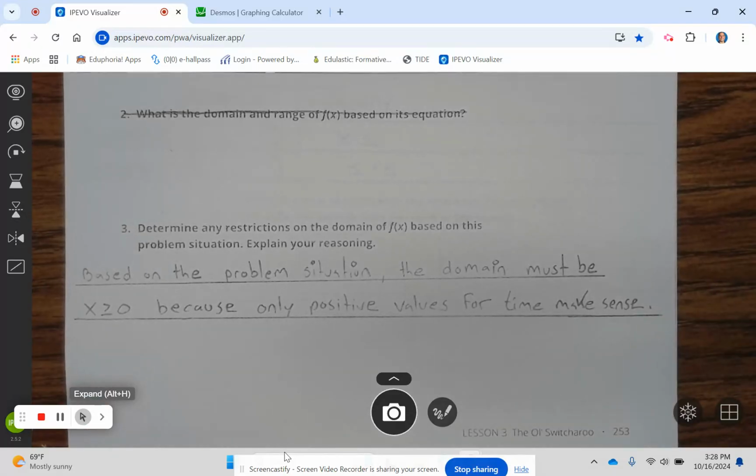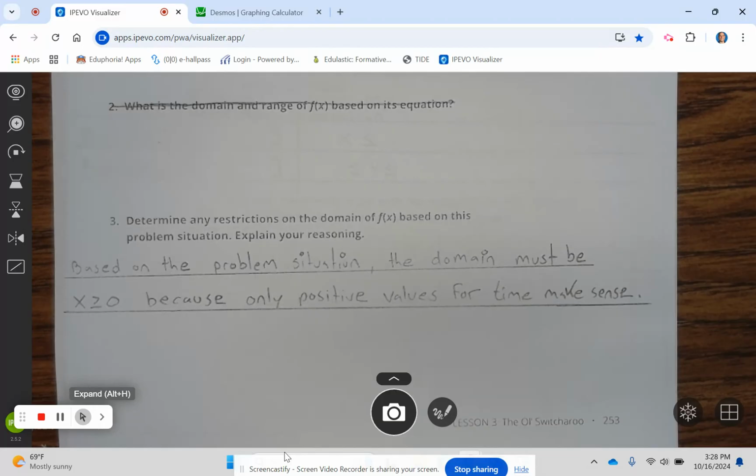3. Determine the restrictions on the domain of f of x based on this problem situation. Explain your reasoning. Based on the problem situation, the domain must be x greater than or equal to 0 because only positive values for time make sense. All right, let's take a look at the next page.